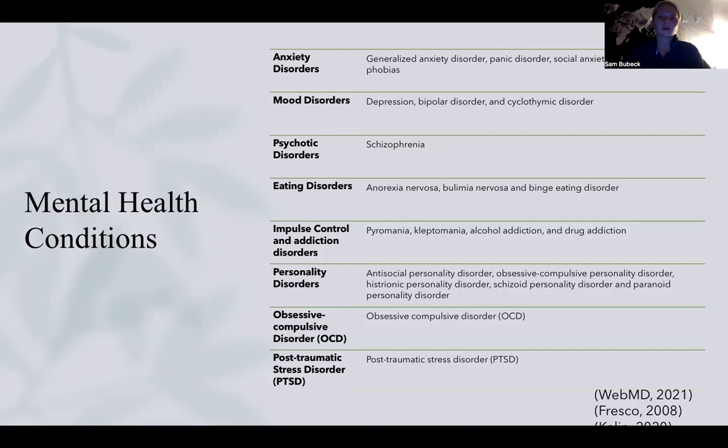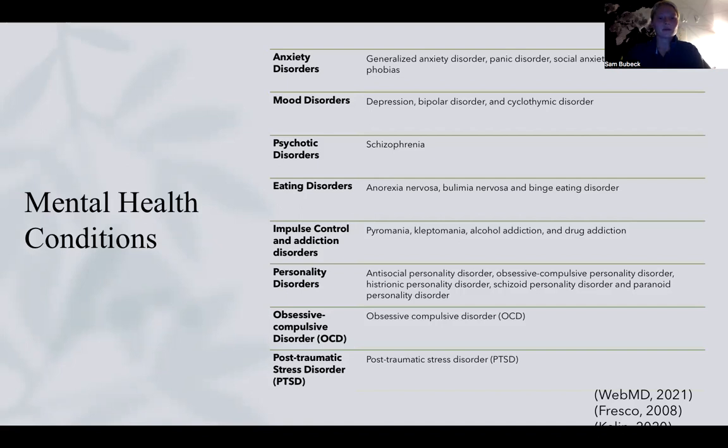Impulse control and addiction disorders. These are possibly less talked about in everyday talk, but they include pyromania, kleptomania, alcohol addiction, and drug addiction. And we also have personality disorders. Antisocial personality disorder, obsessive compulsive personality disorder, histrionic personality disorder, schizoid personality disorder, and paranoid personality disorder. These might be less talked about as well.